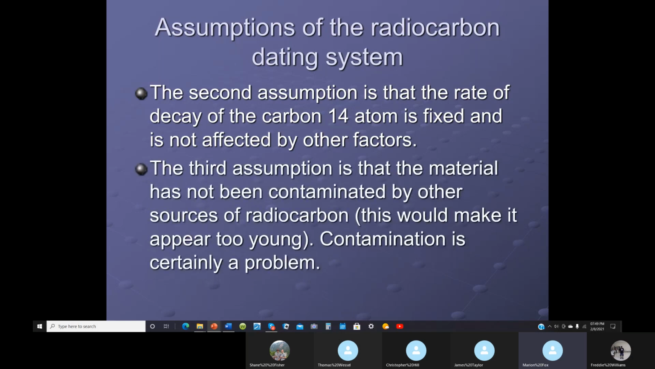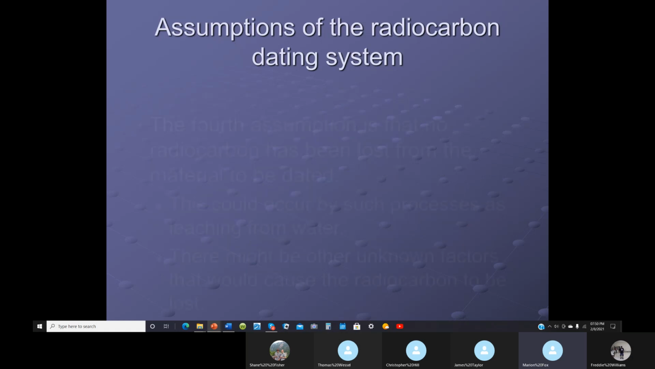The third assumption is that the material has not been contaminated by other sources of radiocarbon. This would make it appear too young, right? Contamination is certainly a problem. And so that's a problem. We can't know if it was contaminated, right? Any questions so far about assumptions they're making?